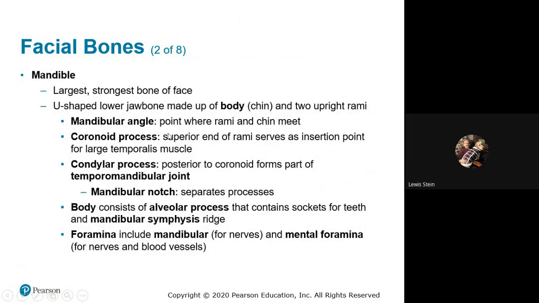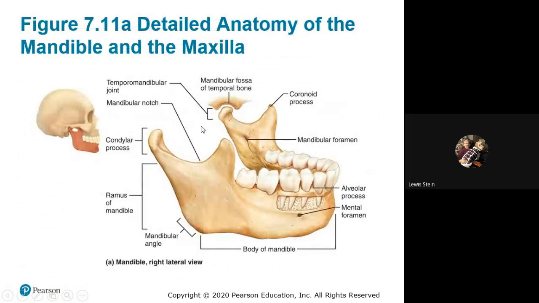Mandible, the angle is important. The body is where the chin is. The coronoid process and the condylar process, or condyle, goes into that notch, and there's a notch in between the two of those. You'll see that. So here's the mandibular notch, mandibular condyle, coronoid process, this is the ramus, this is the angle, the body.